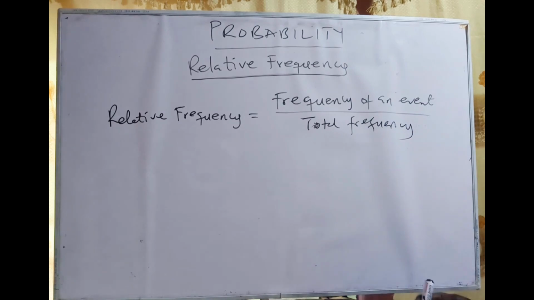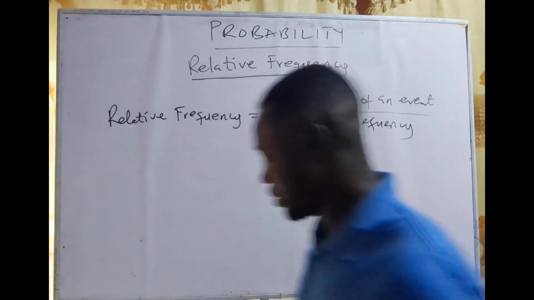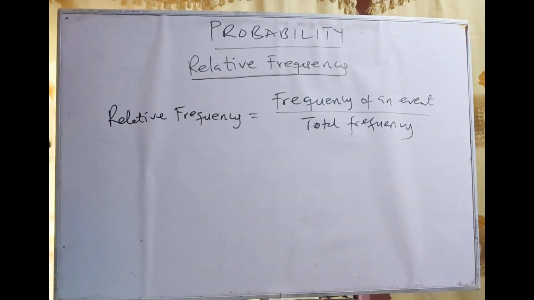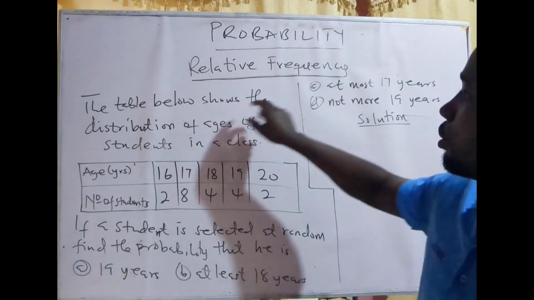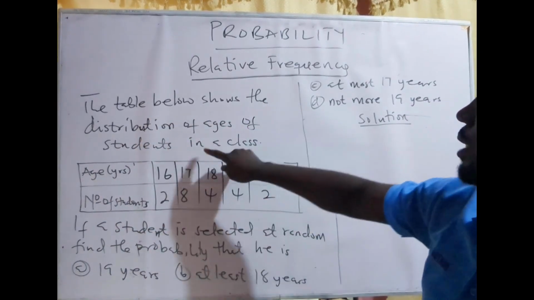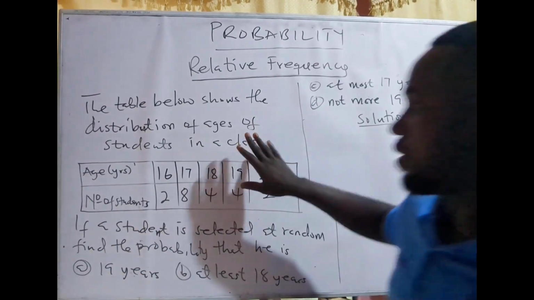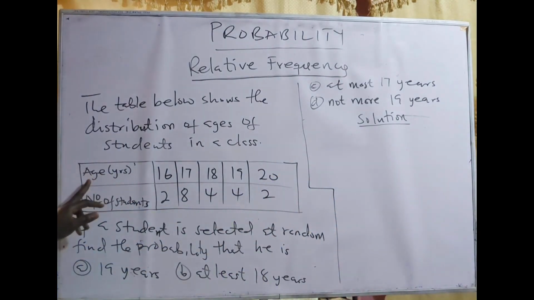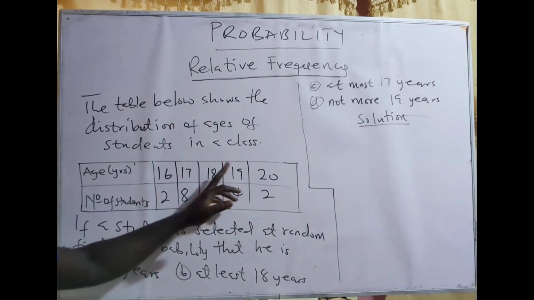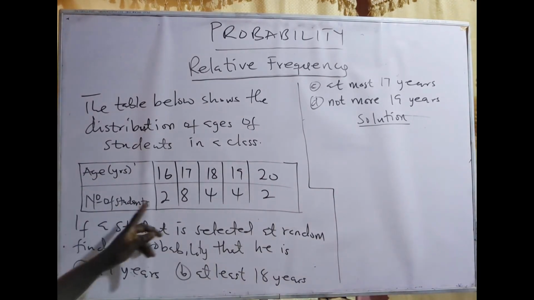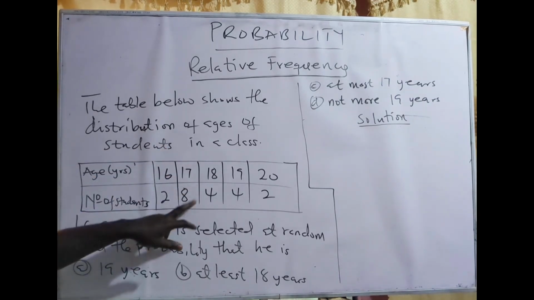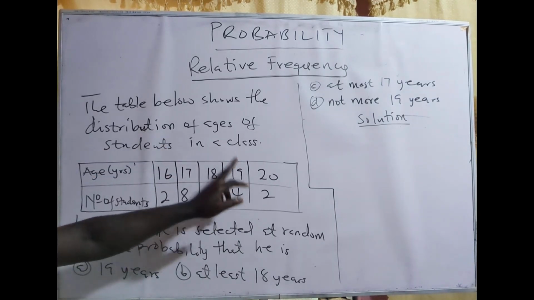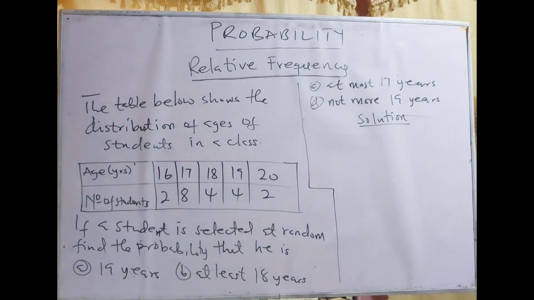I'm going to give an example and then we look at how we are going to solve it. Let's look at the question. The table below shows the distribution of ages of students in a class. So we have our frequency table. We have the age in years 16, 17, 18, 19, and 20, and then the number of students, that is the frequency. So 16, 2 students; 17, 8 students; 18, 4 students; 19 years, 4 students; 20, 2 students.